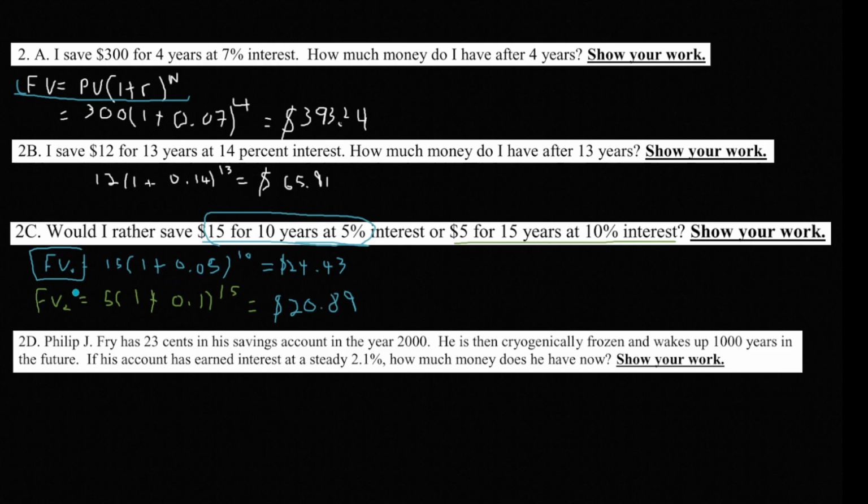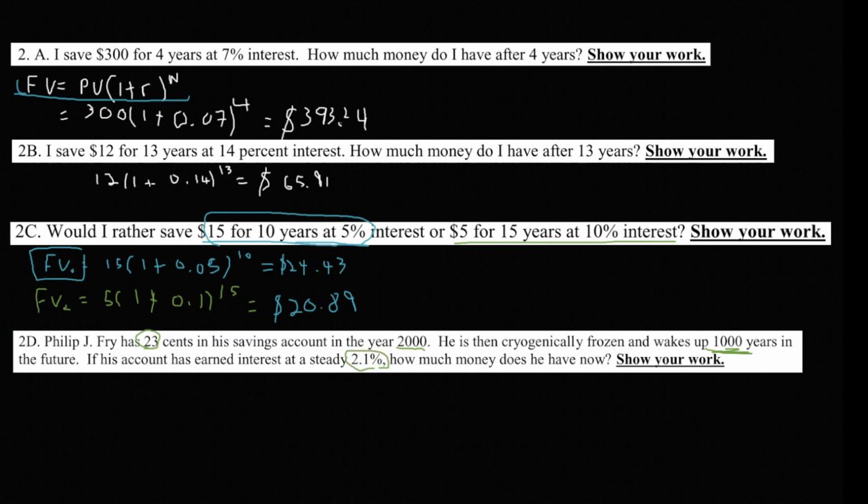All right. Philip J. Fry has 23 cents. Very cool. On a savings account in the year 2000. He is cryogenically frozen and wakes up 1,000 years later. 1,000 years in the future. All right, that sounds like an N of 1,000 to me. And he has earned a steady 2.1% interest rate. How much money does he have now?